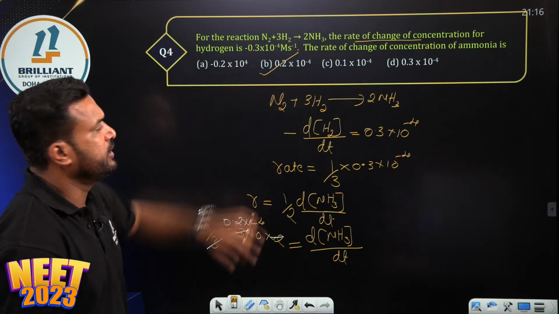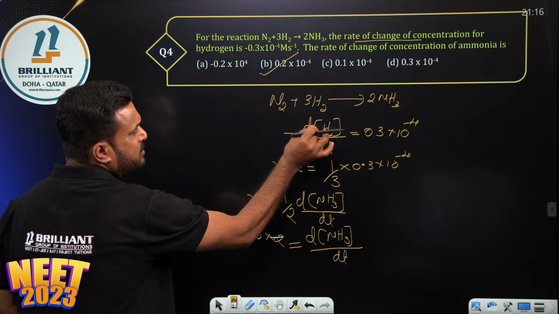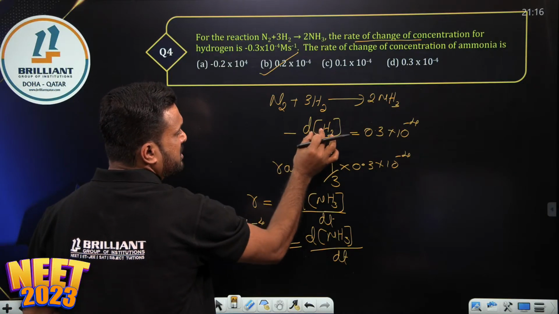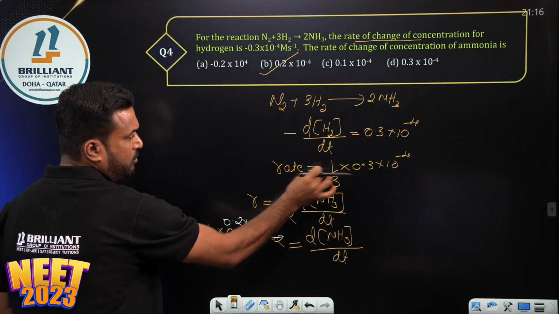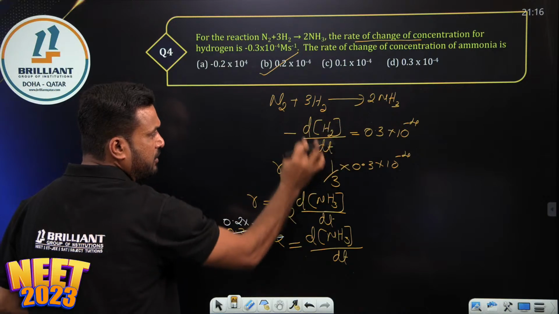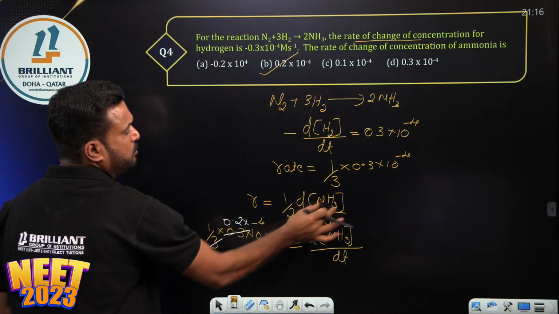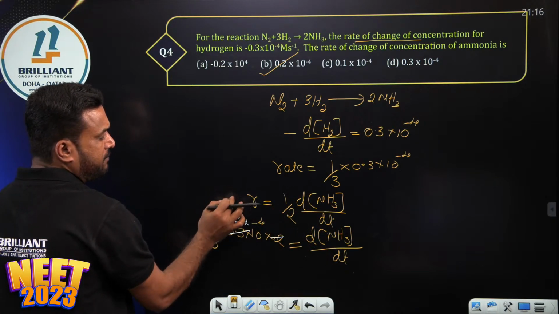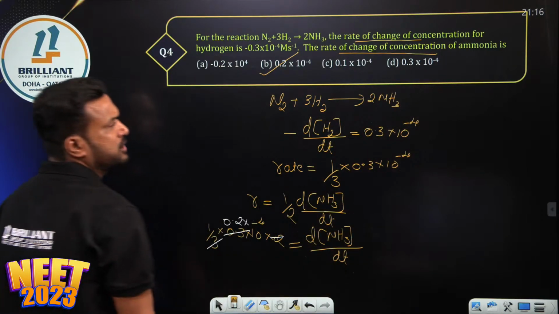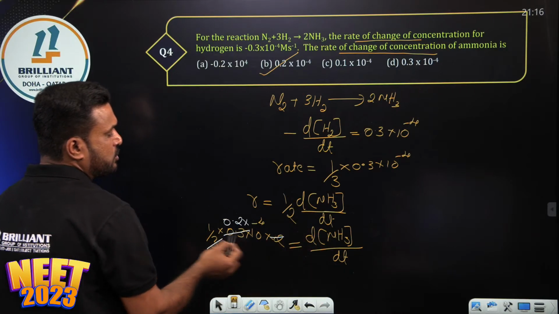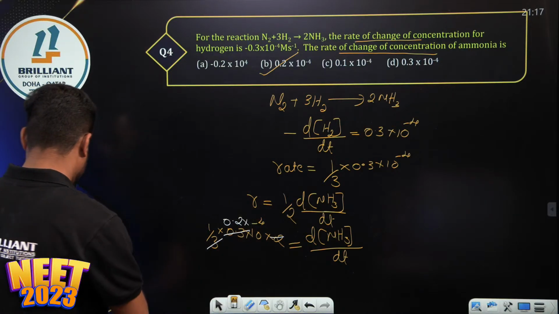Yeah. So the correct answer is 0.2 into 10 power minus 4, because we need to find out the rate. This is the rate of disappearance or rate of change of concentration of hydrogen. Positive equal to minus value, minus of this one is equal to plus value. From that we can find out the rate, because rate is equal to 1 by 3 of this value. So we have this value, I multiplied by 1 by 3, we got the rate. Now we have another relation, rate equal to 1 by 2 of this one. When you take 2 to the left hand side, it will be into 2. So d of NH3 divided by dt, because they are asking the rate of change of concentration of ammonia, that is d of NH3 divided by dt. So I'll get 0.2 into 10 power minus 4, option B. Hope you understood.